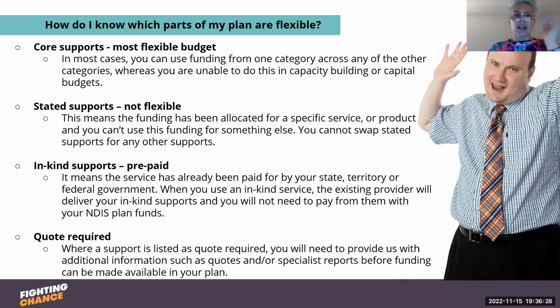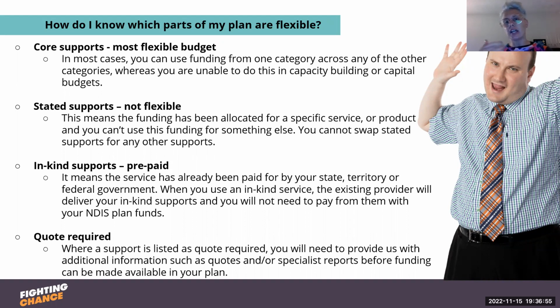So how do you know what parts of your plan are flexible? So like I was saying before, core supports is the most flexible budget. And you can move the funding from one category to another category. Whereas you're unable to do that as much in capacity building or capital budgets, not at all in capital really. And in capacity building, it's limited.